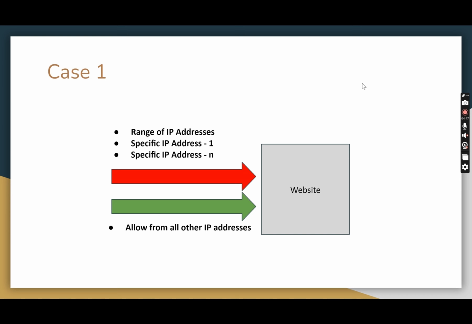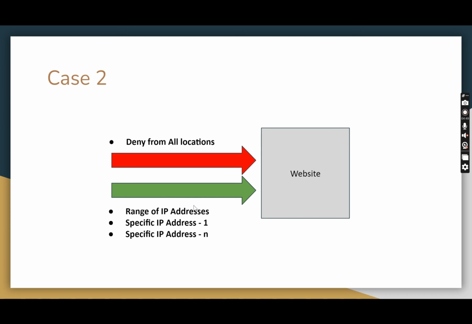Okay, and then let's talk about scenario two. Scenario two is allow from a specific IP address, or allow from multiple IP addresses, or allow from a range of IP addresses, or a combination of all these. This is the second option, and deny from all the other IP addresses. So deny from all places except specific whitelisted IP addresses. So this is scenario two. In this video we are going to discuss how we are going to address this.